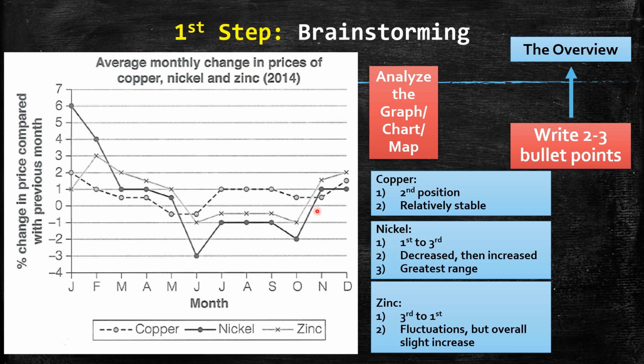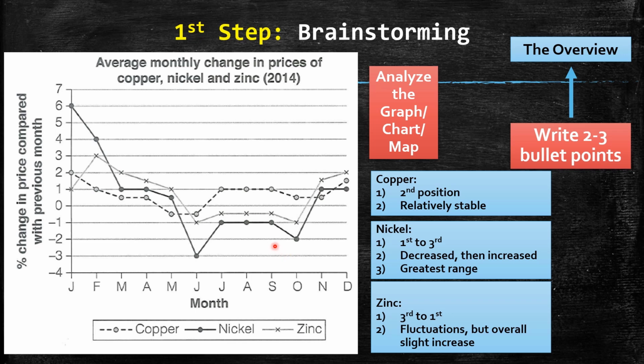So after brainstorming, I have come up with these points. As you can see on the slide, this one is copper. As I'm tracing the screen, you can see this is copper. After analyzing, probably you will have found that it's in the second position. It was in the second position in January, and even in December it has remained in the second position. Sometimes it has been in third position, for example in November. Sometimes even first position, for example in June. But it started out second, it ends at second, and it's relatively stable. It increases and decreases, but it is relatively stable.